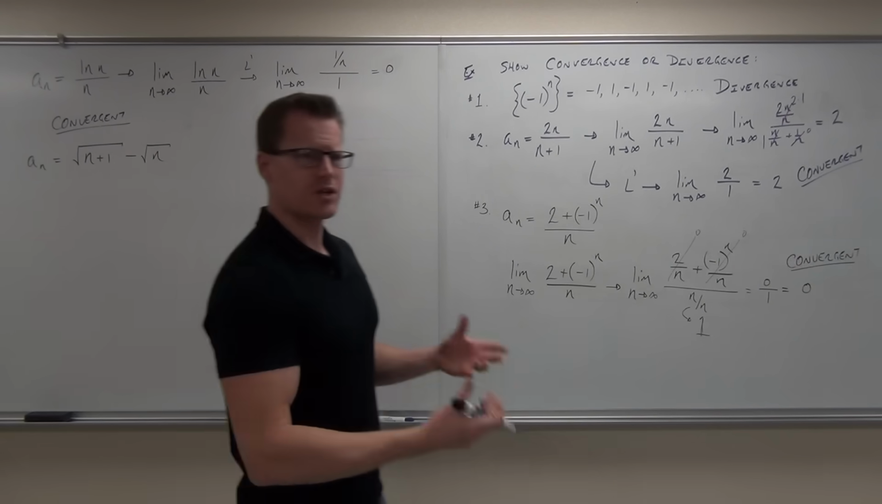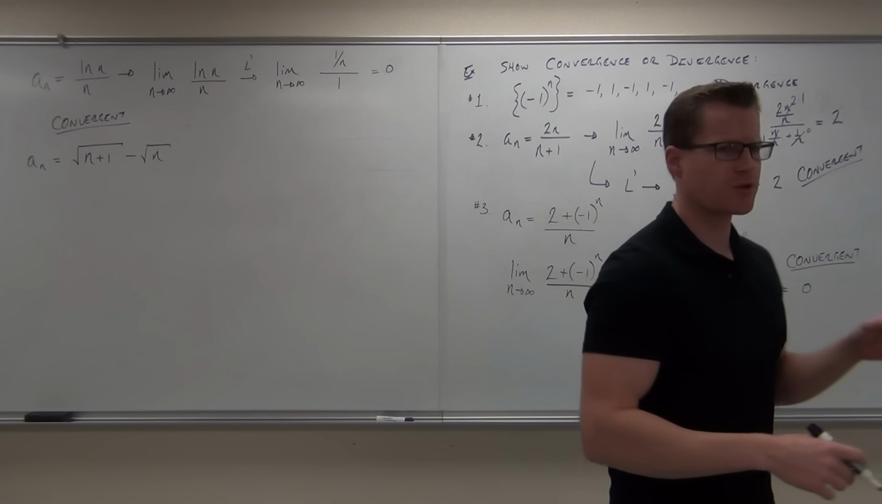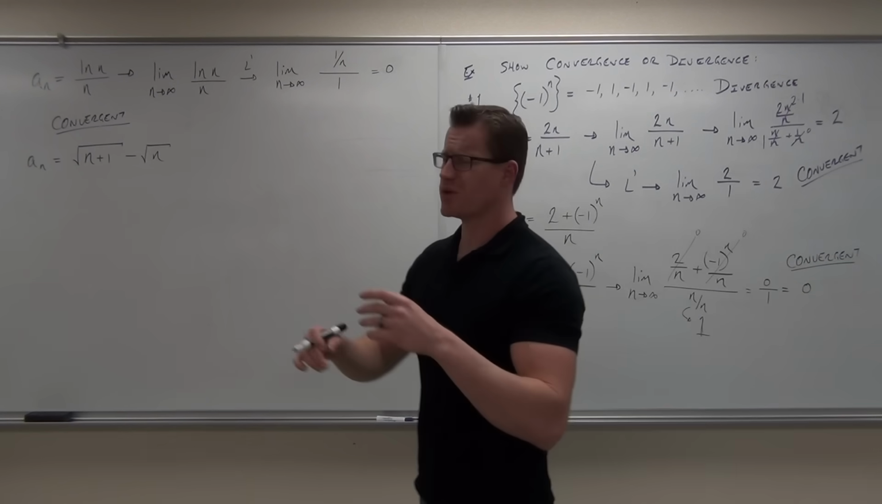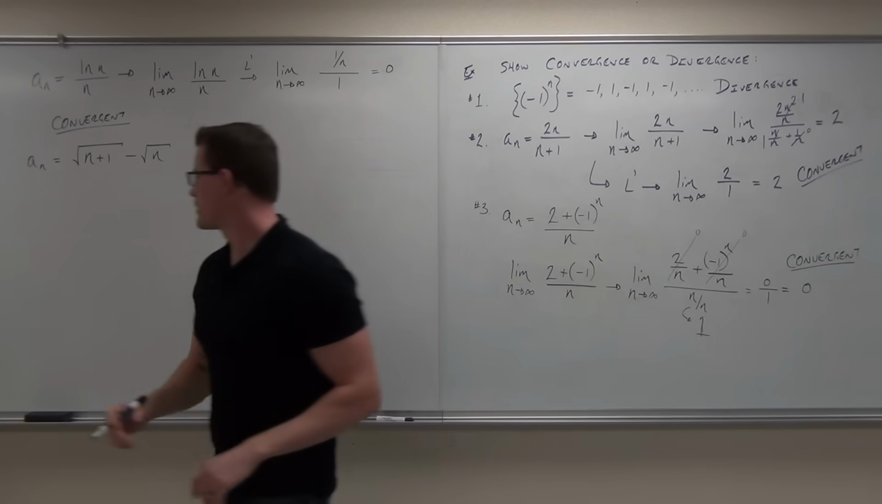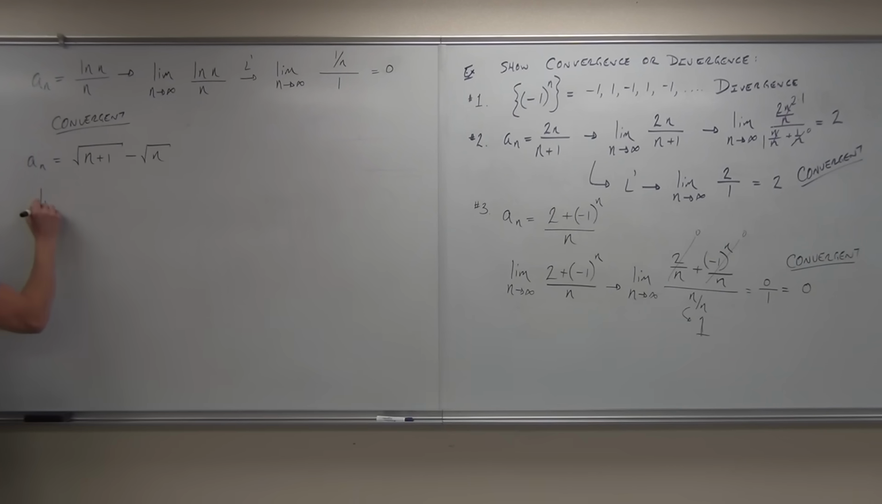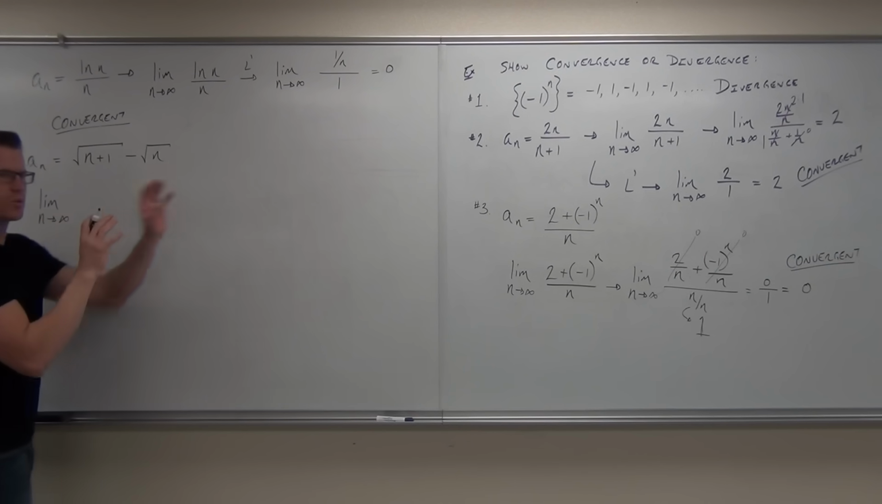Okay, so we're trying to show whether these sequences are convergent or divergent. The first thing that we've got to do is take a limit because we know if the limit exists, it's convergent, and if it doesn't exist, it's divergent. So number one thing we're going to try is a limit as n approaches infinity. That's what we're trying to look at. What's happening to our sequences as we get way out there?